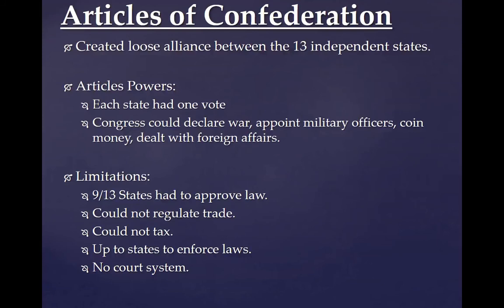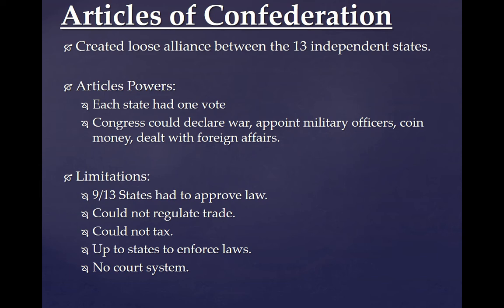In the Articles of Confederation, they essentially created a loose alliance between the 13 independent states. Each of the states had one vote in this Congress, and the Congress could do things like declare war, appoint military officers, coin money, and deal with foreign affairs for all of these 13 states. So one state couldn't have a treaty with a different country. They were all unified in the United States of America through these Articles of Confederation.